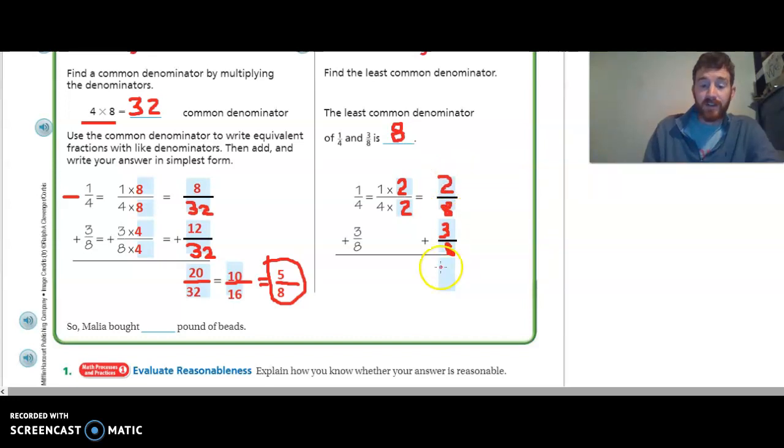So 2/8 plus 3/8, again, I'm going to keep my eighths the same. I don't add my denominator. Denominator stays the same, and I add the numerator. 2 plus 3, of course, is 5. So now look at that. We got there right away when we did that.